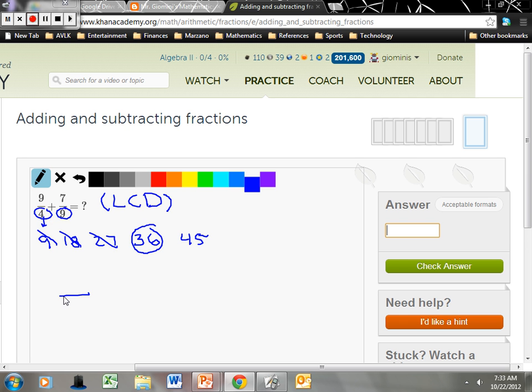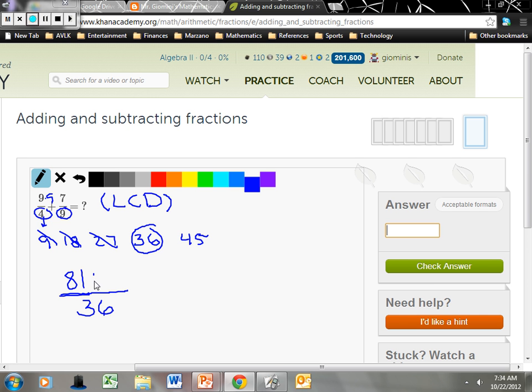So I'll put my 36. And I like to do it like this. I actually put a larger fraction bar. I put a 36 on top. And then I say to myself, whatever I do to the bottom denominator, I must do to the numerator. So what did I multiply 4 by to get 36? Well, I multiplied it by 9. So I go 9 times 9 is 81.